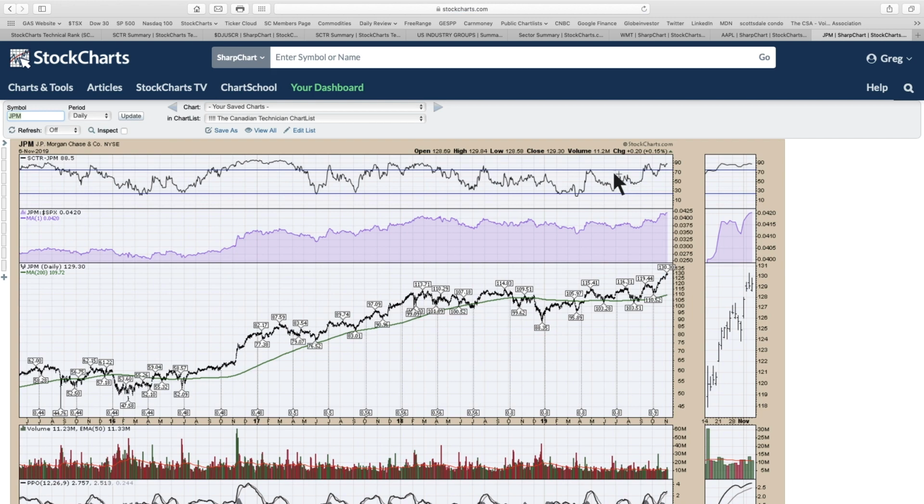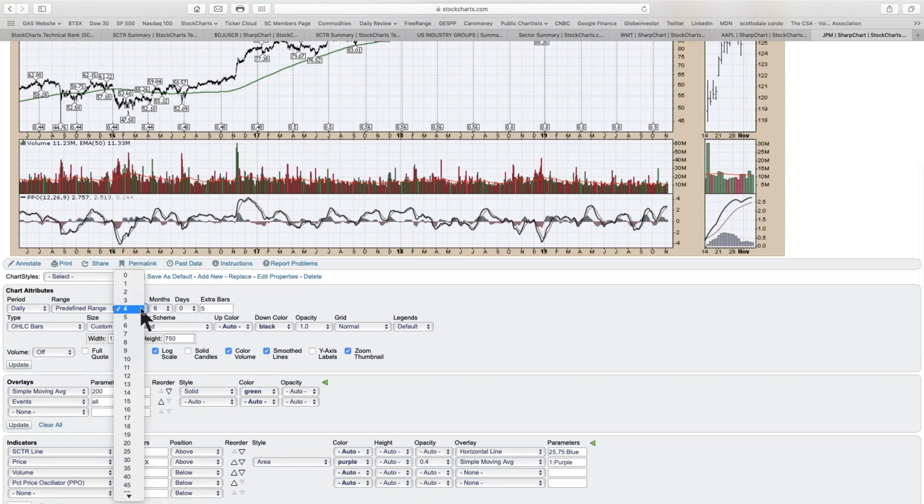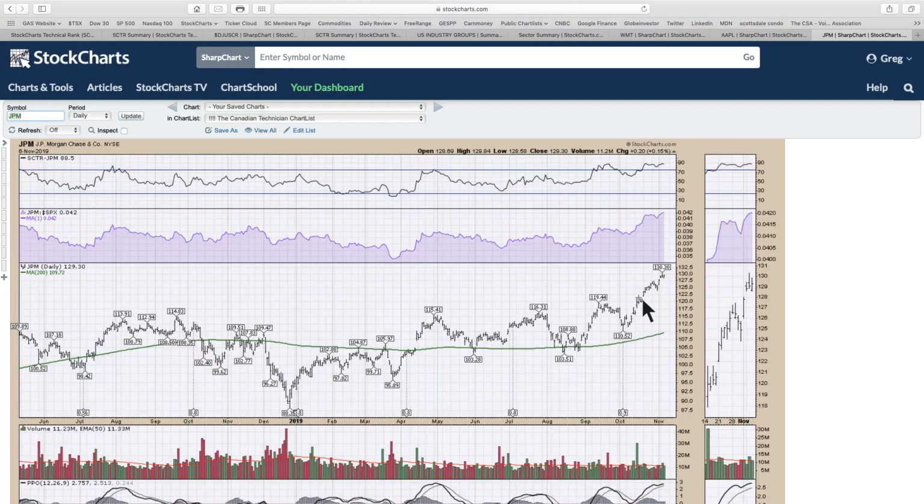Okay, the scooter ranking is moving up above 90. That's pretty cool, and it has been below that for 2 years. Maybe we'll just zoom back into a normal chart here. But it's starting to break out, and the scooter ranking shows it's better than it has been for over a year and a half. And then we go to Bank of America.